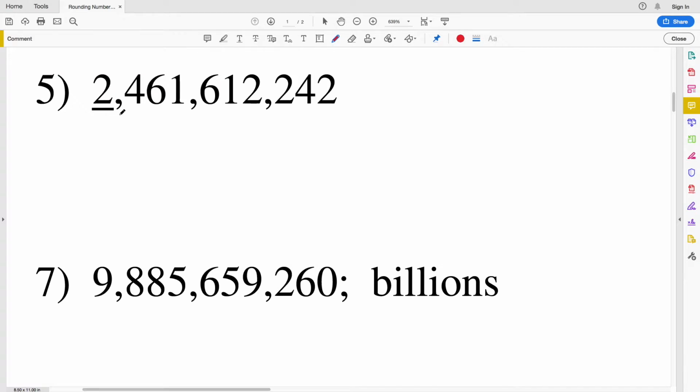And number 5, we have 2,461,612,242. So this entire number, if we're rounding to the billions place, it's either going to be rounding down to 2 billion or rounding up to 3 billion. And that's all based on the 100 millions place. So because 4 is less than 5, our number will stay the same. So we're rounding down to 2 billion.